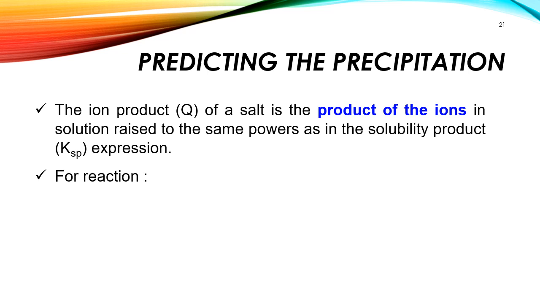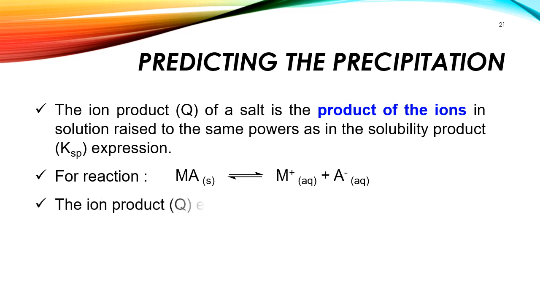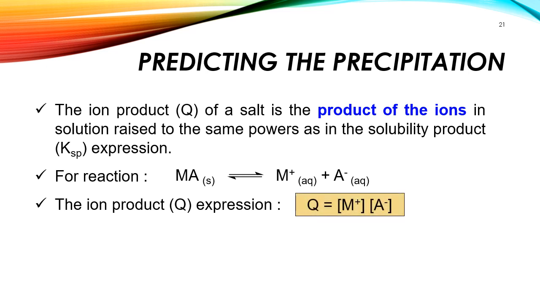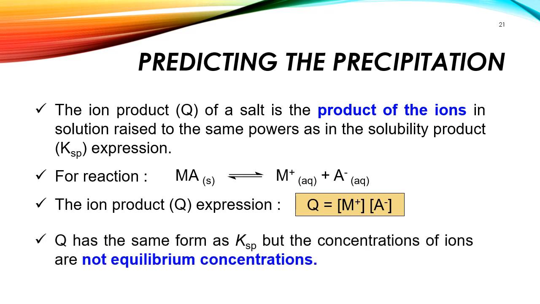For a reaction that involves a soluble salt of MA solid, dissociating to form M plus aqueous ion and A minus aqueous ion, the ion product or Q expression can be written as Q equals concentration of M plus ions times concentration of A minus ions. The Q has the same form as Ksp, but the concentrations of the ions are not equilibrium concentrations.